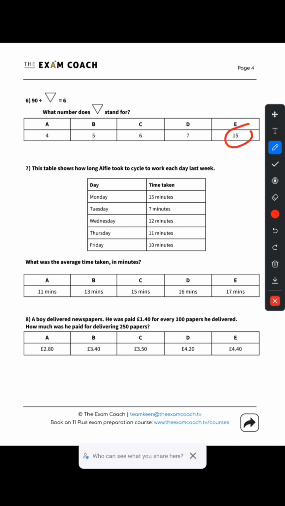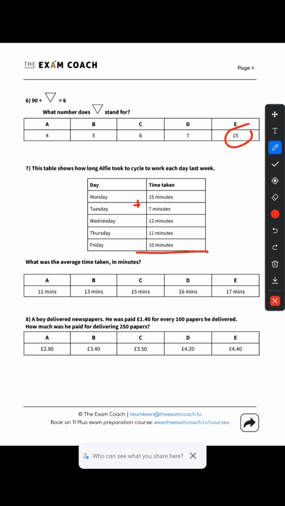Moving on. This table shows how long Alfie took to walk each day last week. From Monday, 15 minutes, all the way to Friday, 10 minutes. What was the average time taken in minutes? To find the average of a set of numbers, you have to add up all the numbers over the number of numbers you're adding. So I'm going to add up all the time it took her from Monday to Friday.